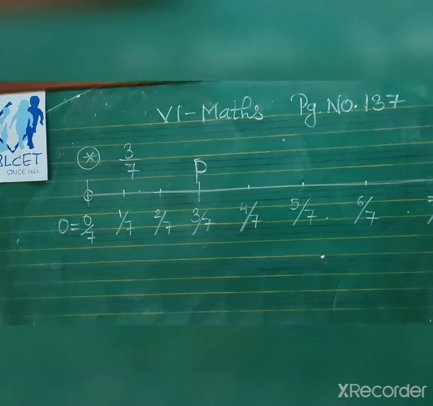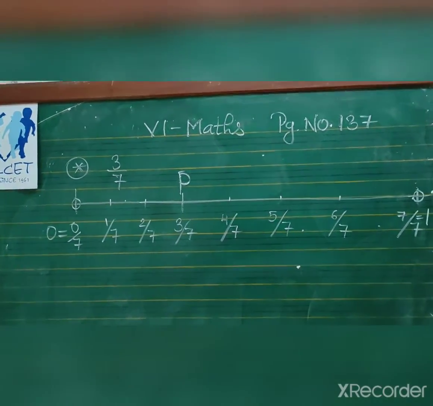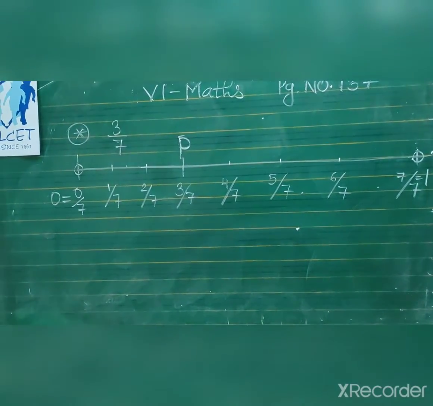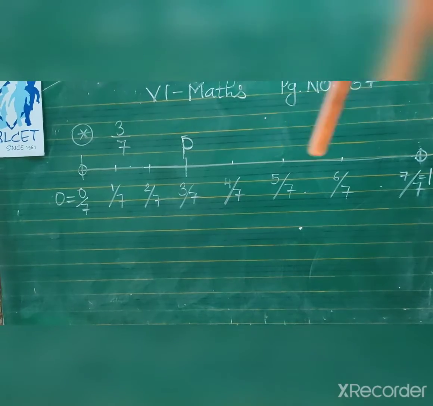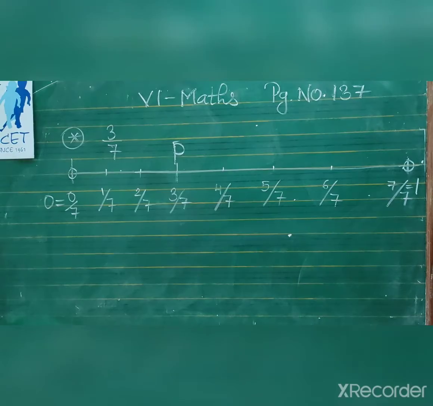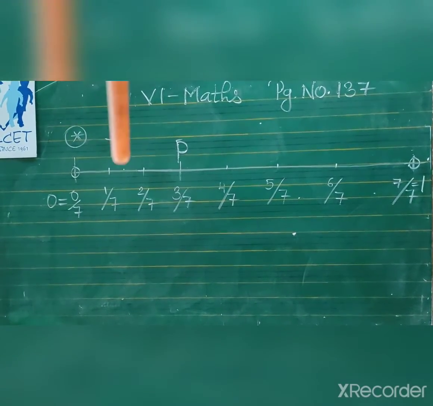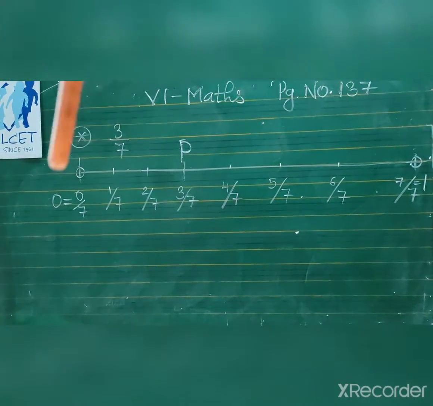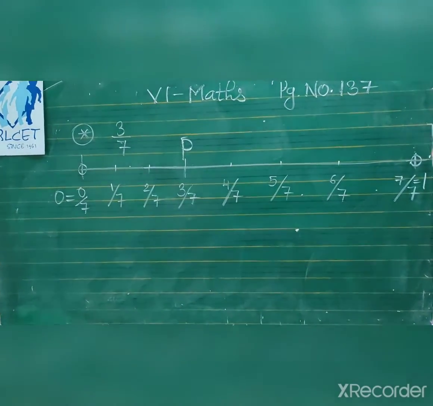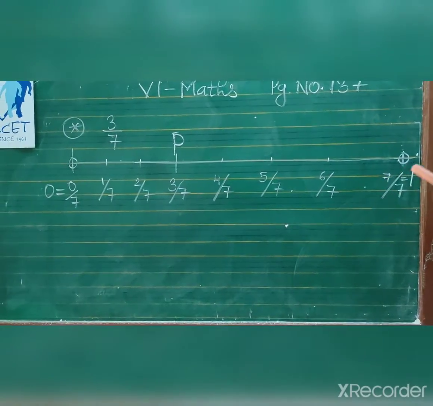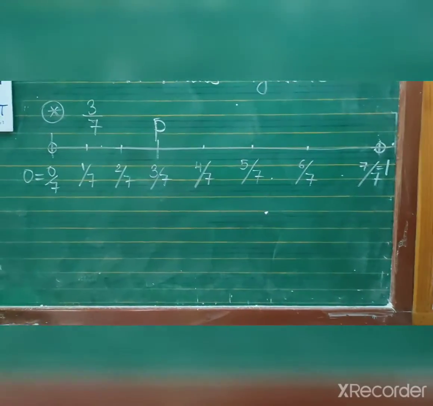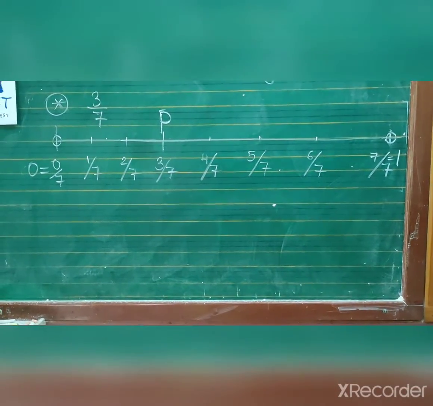Now 3 by 7 we have to show on the number line. So for this, what we will do: the denominator is 7, so we will draw a 7 centimeter line segment on the rough notebook and divide it into 1 centimeter parts. We will divide it as parts of a whole. 1 by 7, 2 by 7, 3 by 7, 4 by 7, 5 by 7, 6 by 7, 7 by 7. 7 by 7, that means 7 ones are 7, and 0 upon 7, that means 7 zeros are 0. In this way we will divide 0 to 1 unit.